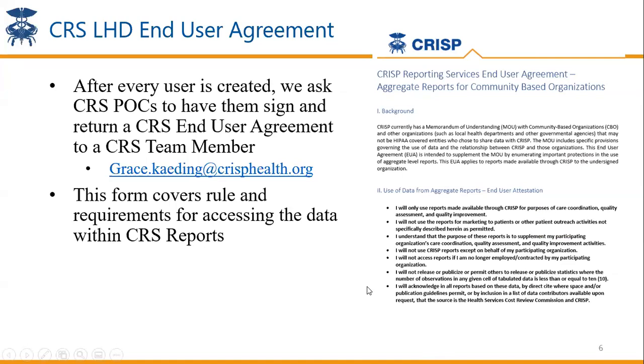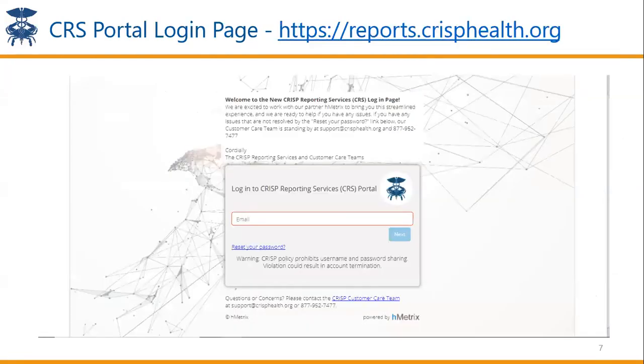Once a user account is set up, and if you didn't have access to the CRS portal in the past, you will receive an email from CRISP Log1 Support with an activation link. And once you set up your account, you'll be able to access the CRS portal. And that home page for the CRS portal and the login screen looks something like this. You can see the URLs listed on the top, reports@crisphealth.org. The CRS portal is where we host all of our reports.